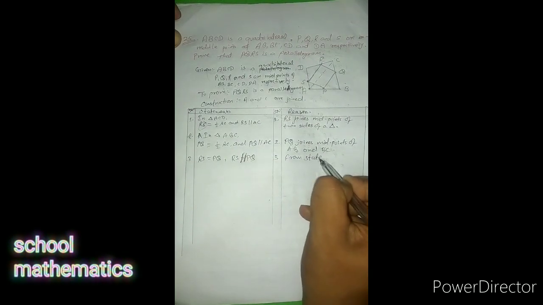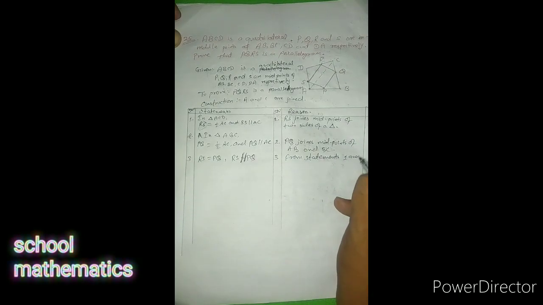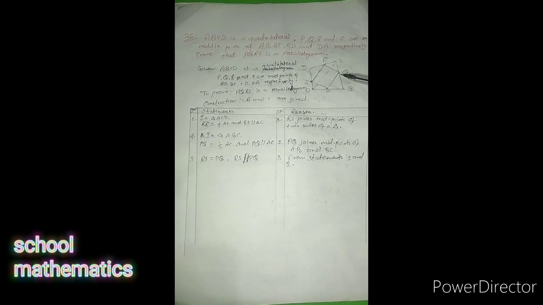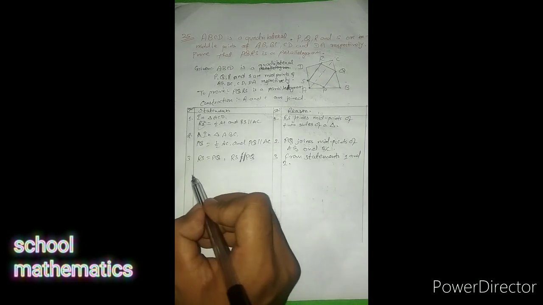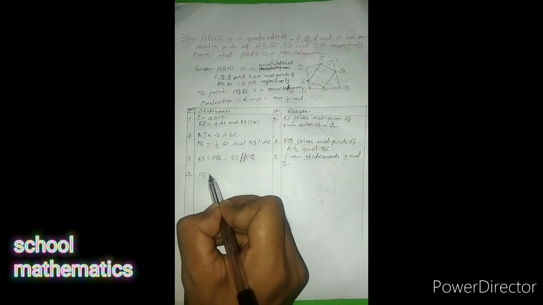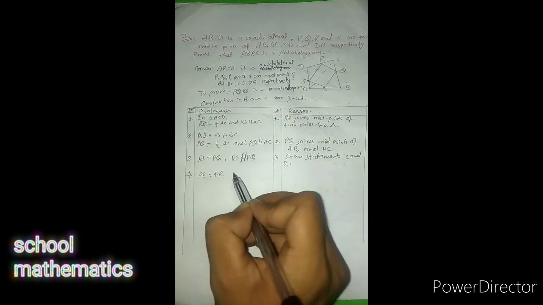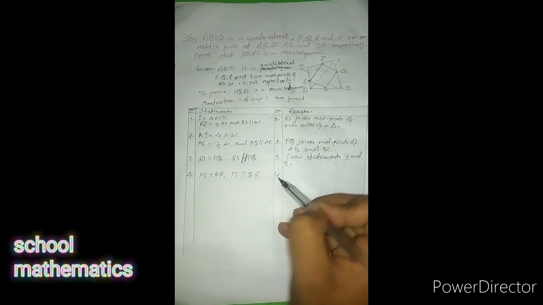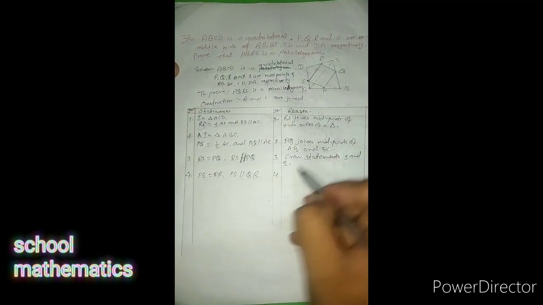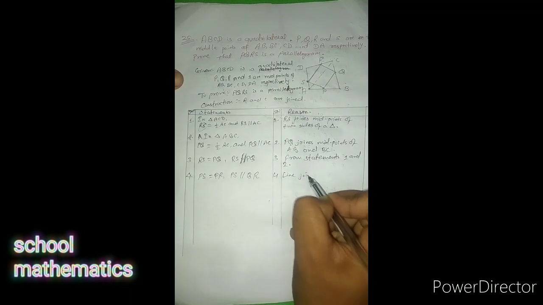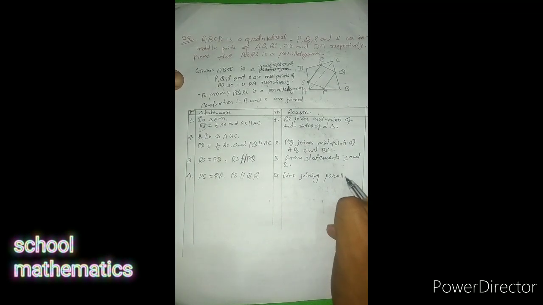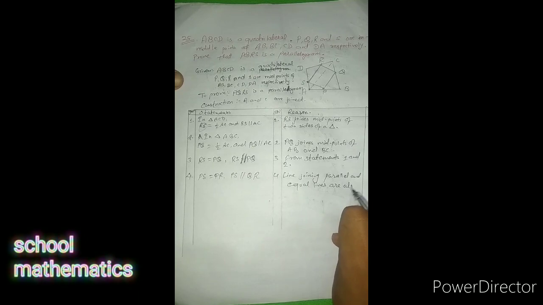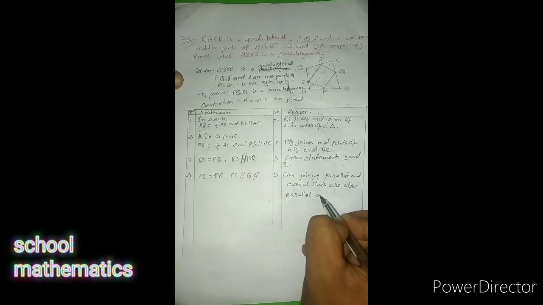From statements 1 and 2, since these two lines are parallel and equal, the lines joining them are also parallel and equal. PS is equal and parallel to QR. Lines joining parallel and equal sides are also parallel and equal.